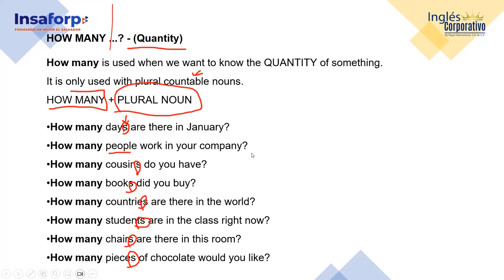And then in my answer, I have to include a quantity. I need to say a number because that is the main point in these questions, quantity. If I say, how many books did you buy? You need to mention a quantity. I bought 5 books. But it is not the same if I say, how much did your books cost? $15. I'm talking about price, not the quantity of the books, just the price. That is the big difference that we have.